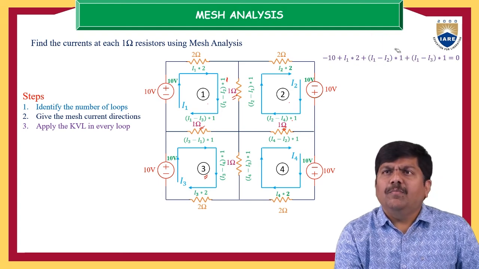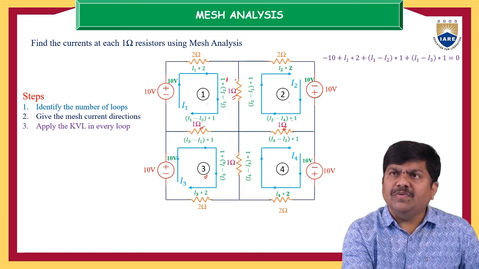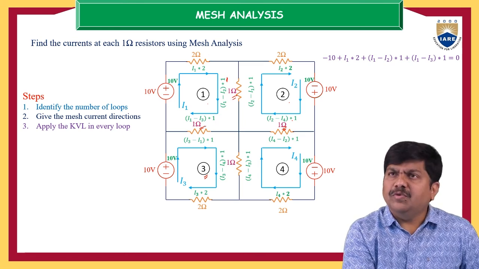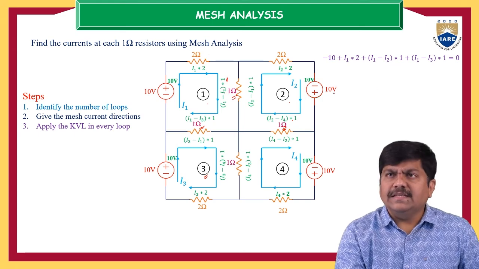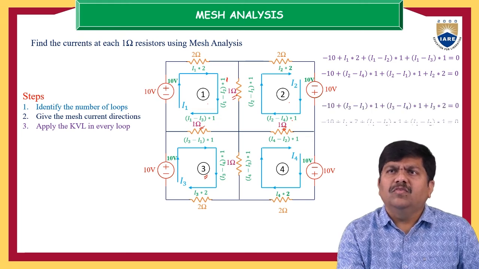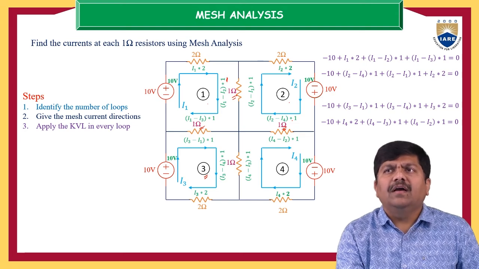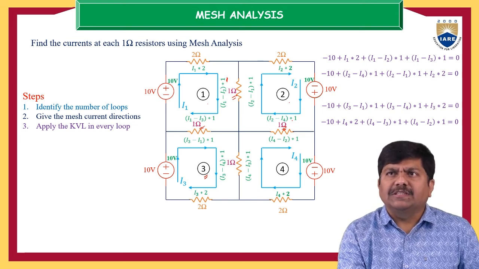So for the first loop, minus 10 plus I1 into 2, that is the contribution of this first 2 ohm resistor, then I1 minus I2 into 1, and then I1 minus I3 into 1 is equal to 0. So that is about the KVL of the first loop, and this is the second loop, third loop, and the fourth loop. So these are algebraic expressions. These are the mathematical equivalent of individual loops, and we have derived these mathematical equations with the help of KVLs, by applying KVLs for individual loops. Now we arrive at 4 mathematical expressions.